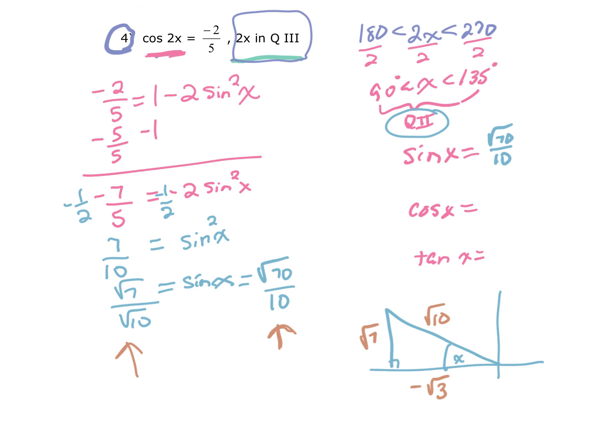So our cosine is going to be negative square root of 3 over the square root of 10. So when we rationalize, we get that. And for our tangent, we get the square root of 7 over negative square root of 3. If we rationalize that, we get negative square root of 21 over 3.